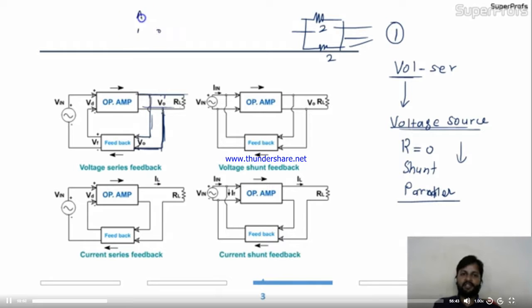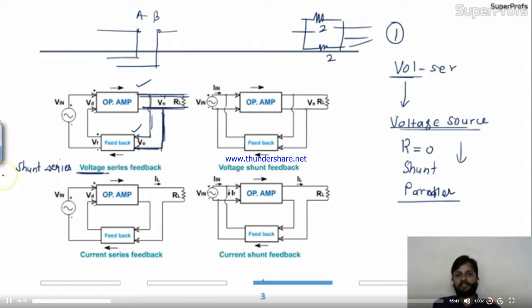Is it okay? This is a parallel kind of connection. Two terminals A and B are given. These two terminals are common for this box and also common for this box. So they are connected in parallel combination. So parallel means shunt. So this voltage is clear now. Voltage series, another name of this is shunt series.